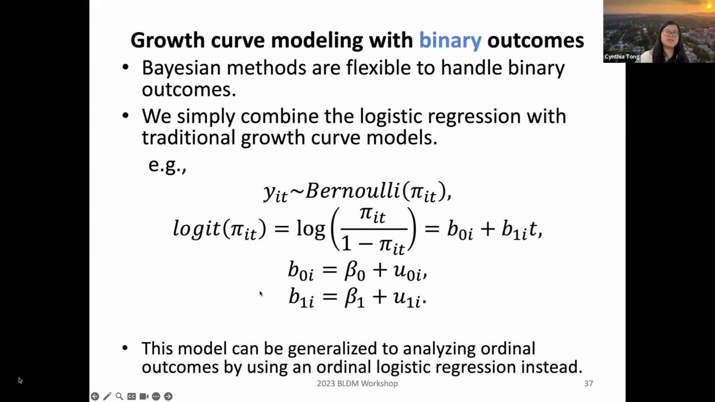And then in the second level of the model, we still have the latent intercepts and latent slopes, and they can be modeled maybe just as their mean, or if you have covariates, you can add covariates to this model. This model can also be generalized to analyze ordinal outcomes by using ordinal logistic regression instead. So it's very flexible for modeling binary outcomes.